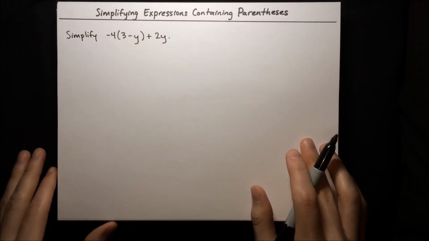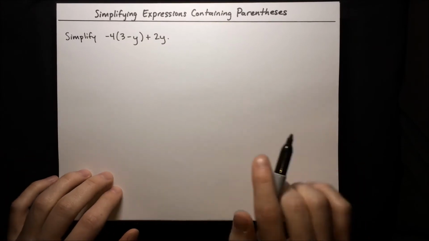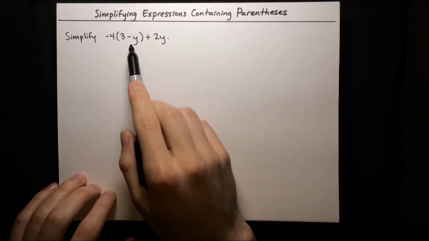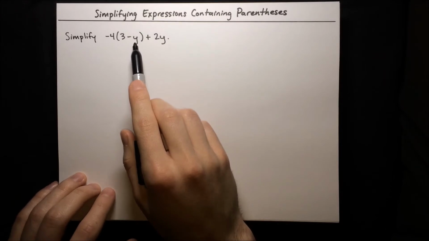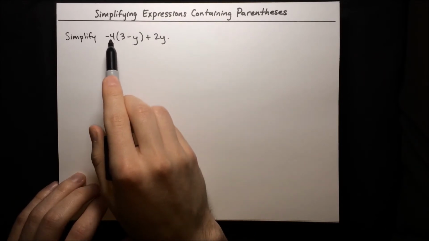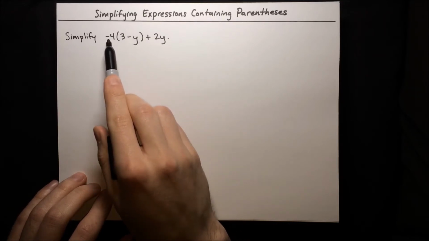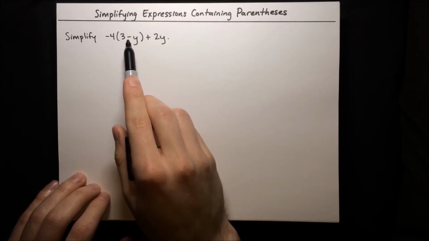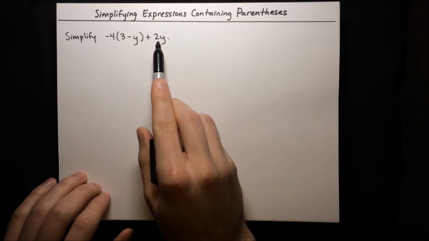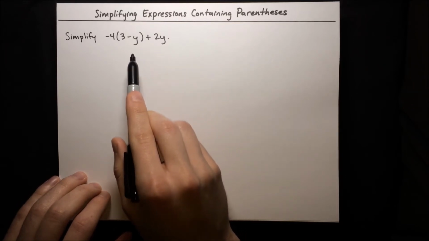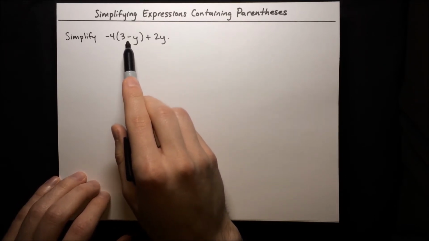Here's another example. We want to simplify this expression, and this one's a little bit more complicated than the previous one. First of all, we've got a negative number that's multiplying this quantity in parentheses. We've got a negative, some subtraction, and also plus another term afterwards. So let's break this down into some sequence of steps.